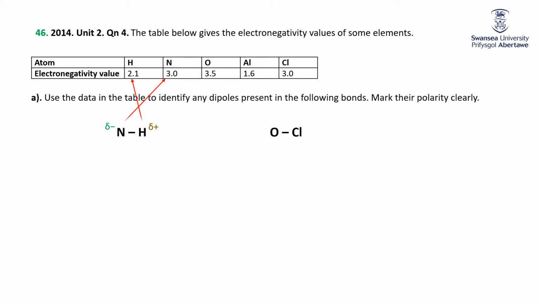Same idea for oxygen and chlorine. Oxygen 3.5, chlorine 3. 3.5 is bigger than 3, so the oxygen will be slightly negative. Chlorine will be slightly positive.